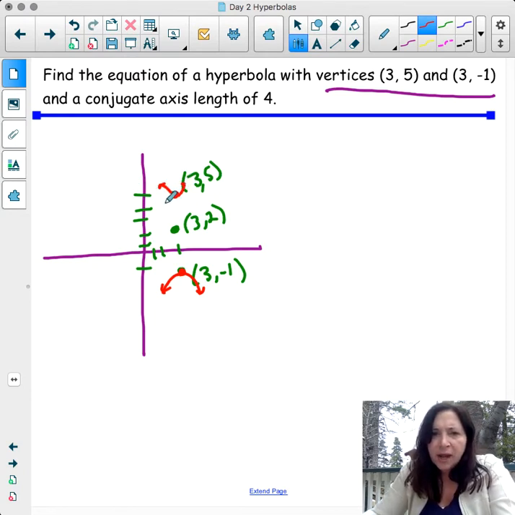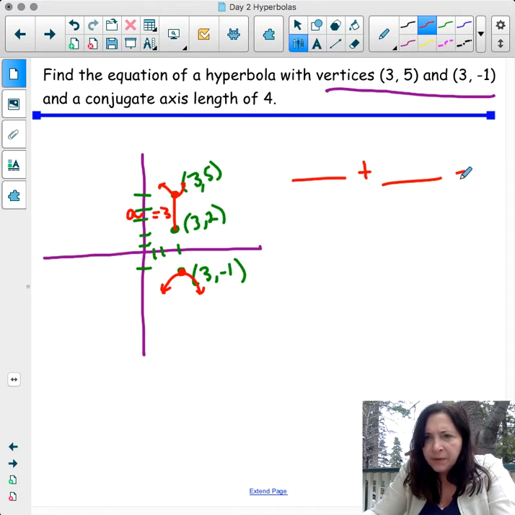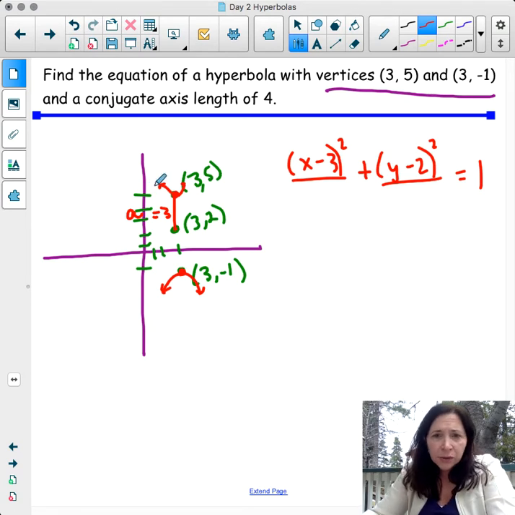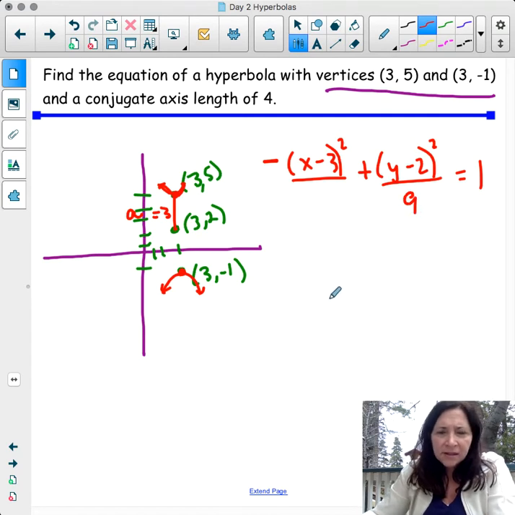What I do know, though, is that this distance here is 3, and that's equal to my a value, my a being my positive value. In this case, it's y. So what I see is that my positive value is y. This equals 1, my center being at 3, 2. So we're going to go x minus 3, quantity squared, and y minus 2, quantity squared. I know that because my y-axis is holding my arcs, that's positive. That means my x is negative. In the y direction, I went up 3, which means that a squared is 9, and that's underneath the y.